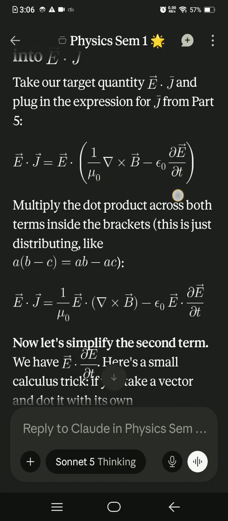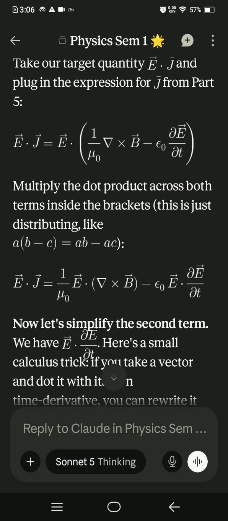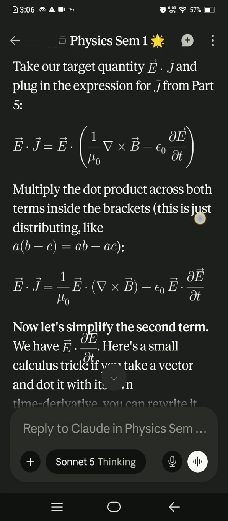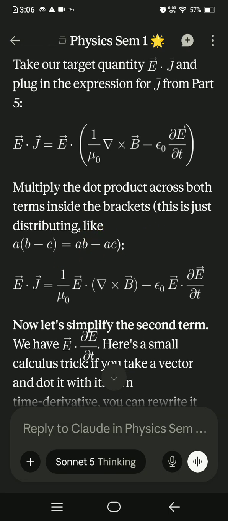So we substituted J in here, and taking the dot product, we multiply the dot product across both terms inside the bracket. This is just distributing like this. So E dot this part becomes this. We had this in an identity, right? The vector identity anyways. So 1 upon mu naught is taken outside because that's just a constant. We're going to keep it a little separate, and E dot this part.